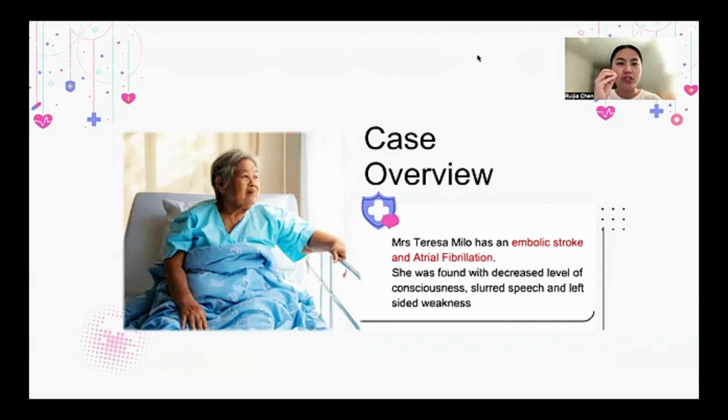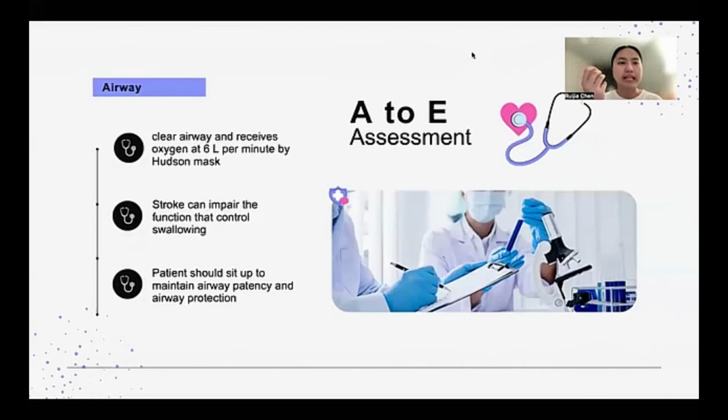In this case, Teresa has an embolic stroke and atrial fibrillation. She was found with decreased level of consciousness, slurred speech, and left side weakness. From the airway assessment, Teresa currently has a clear airway and receives oxygen at 6 liters per minute by Hudson mask. Stroke can impair the function of the nerves and muscles that control swallowing, so it's hard to clear secretions. Patients should sit up to maintain airway patency and airway protection. For Teresa, this position is an important nursing strategy to protect her airway and support breathing.